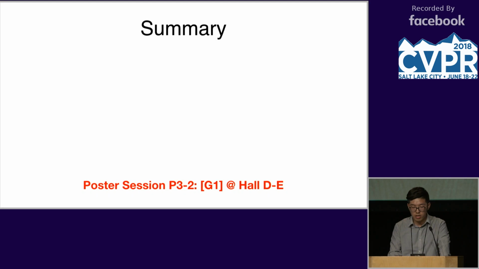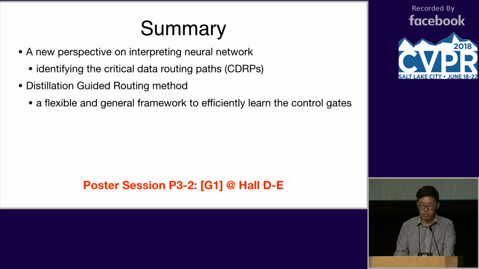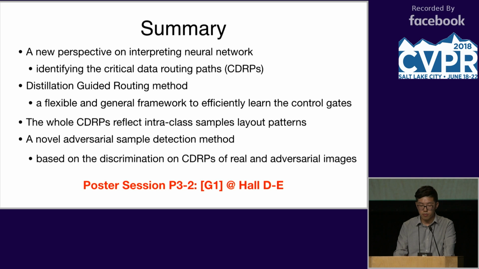In conclusion, we investigate the topic of neural network interpretability from a new perspective by identifying the critical data routing path. We propose a distillation-guided routing method, which is a flexible and general framework to efficiently learn the control gates. We found semantic concept contained in the CDRPS. Specifically, the whole CDRPS reflect input samples layout patterns. Finally, we propose a novel adversarial sample detection method based on the discrimination on CDRPS of real and adversarial images.